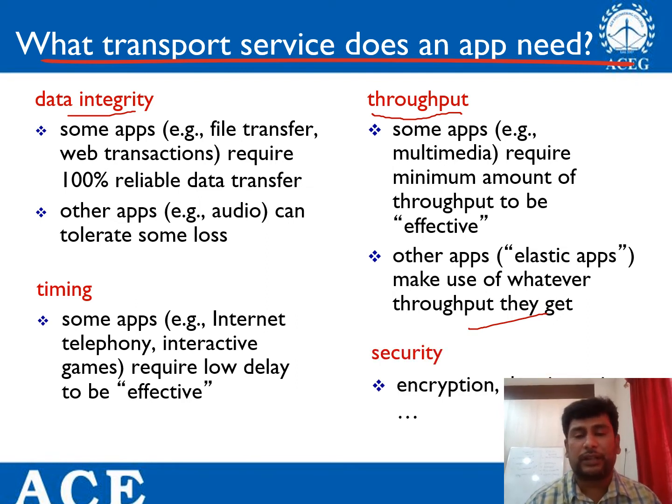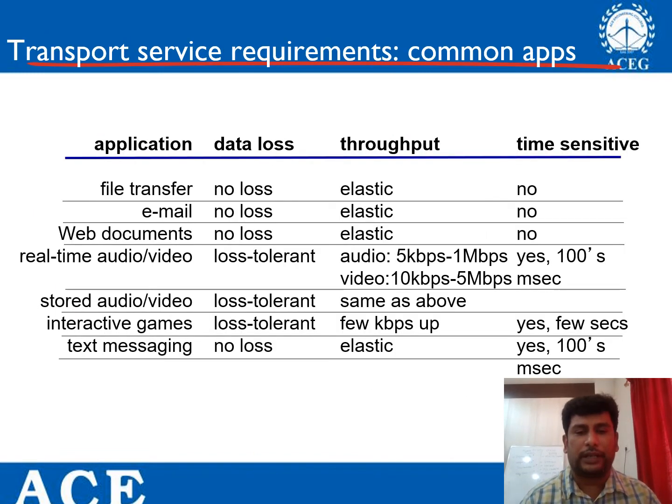The last kind of transport layer service expected is security, where we expect encryption and data protection for our data transmission. So reliability, minimum delay, throughput, and security are the services which an application layer expects from the transport layer. Right. Now let's look at various applications which we are using in our life and what kind of transport layer services they expect.